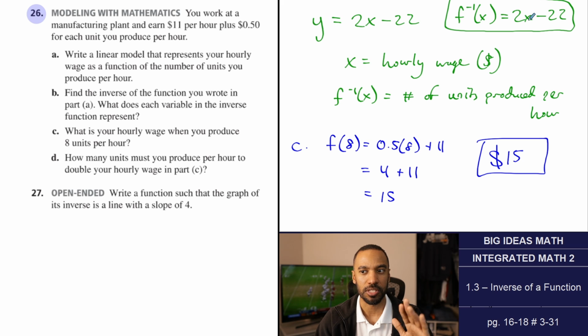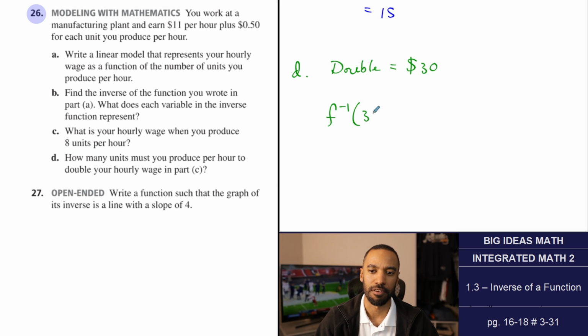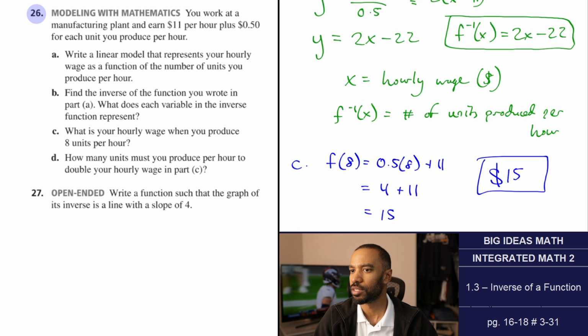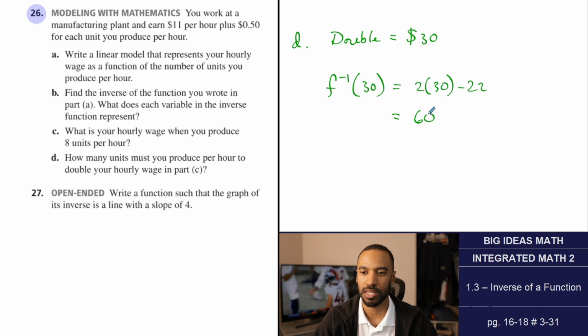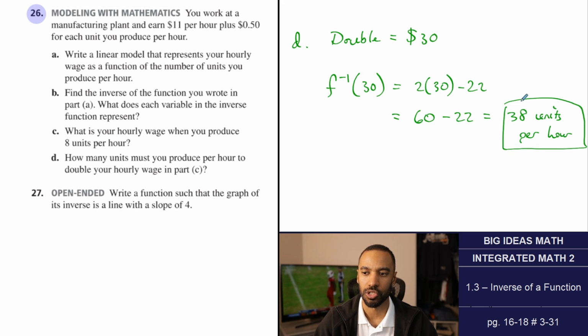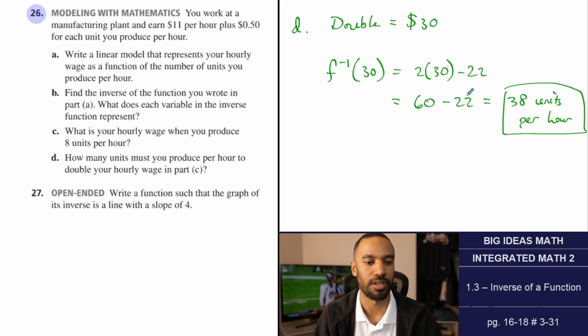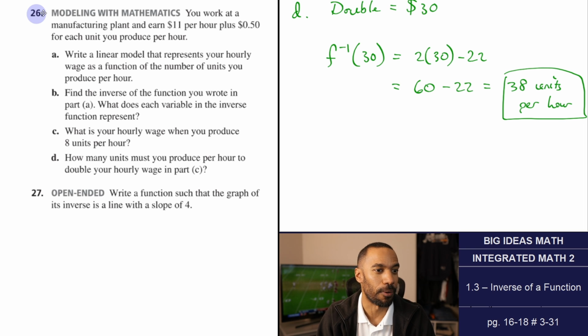Let's find the inverse, because now x is our hourly wage. We find an output, y, based on that input. So let's do the inverse of 30. That equation was 2x minus 22, so we'll do 2 times 30 minus 22. This should tell us how many units we should be making to get $30. 60 minus 22 isn't 16, but 38. So you need to produce 38 units per hour in order to get that hourly wage of $30. That's a lot of units. I mean, not a lot of money. All right, well, per hour, actually, that is pretty good.